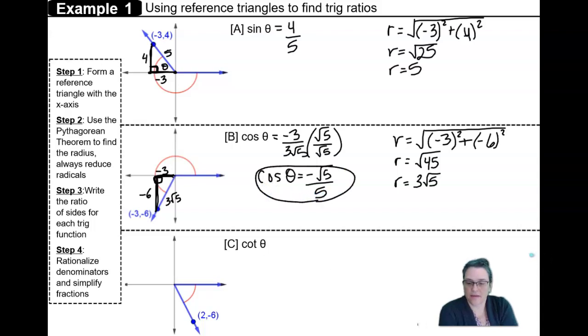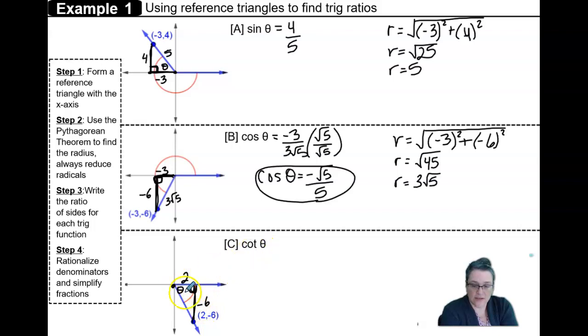Okay, looking at the last one here, the cotangent of theta. When we make our reference triangle by dropping a perpendicular to the x-axis, then our horizontal distance is 2, the vertical distance is -6, and theta is our acute angle. And we're looking for the cotangent of theta. Cotangent is the reciprocal of tangent. Tangent is opposite over adjacent, or y over x.